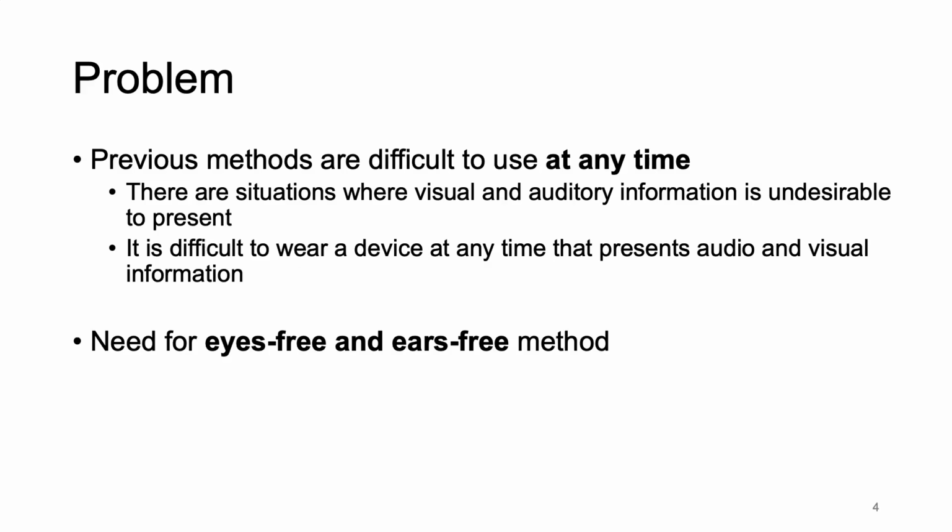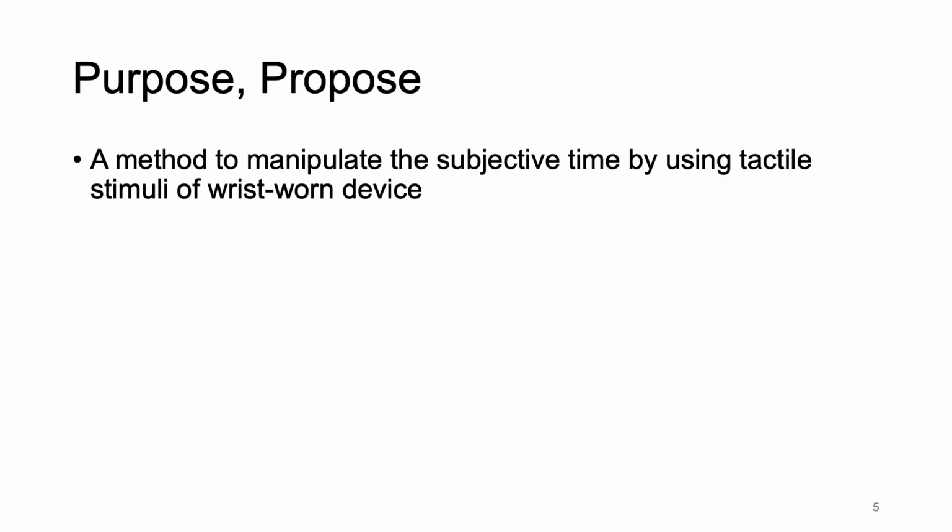For example, there is a method using visual stimuli of the HMD and a method using auditory stimuli of speakers. However, it is difficult to use the previous method always and at any time in various situations of daily life. For example, there are situations where visual and auditory information is undesirable to present. Therefore, it would be useful to have a method that does not use visual or auditory information.